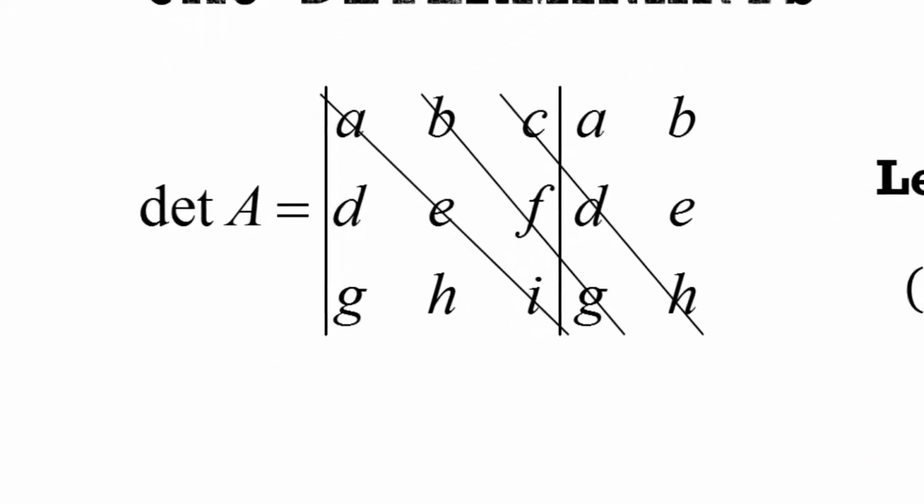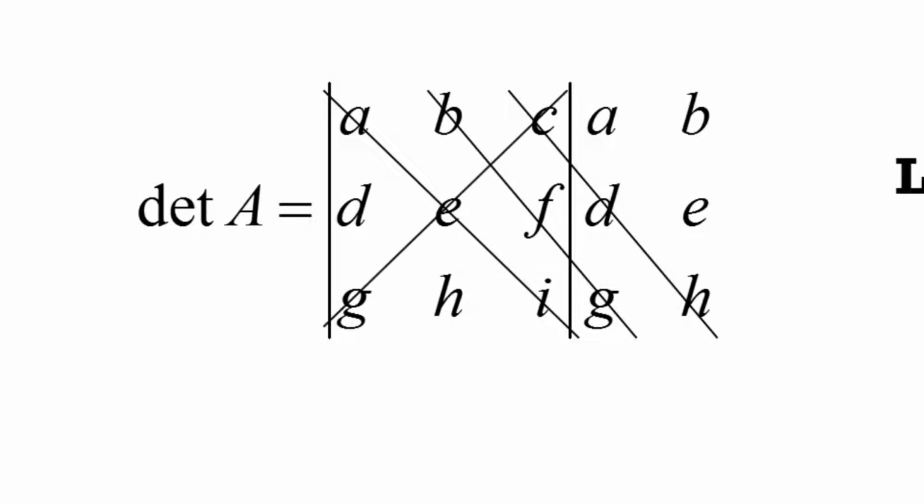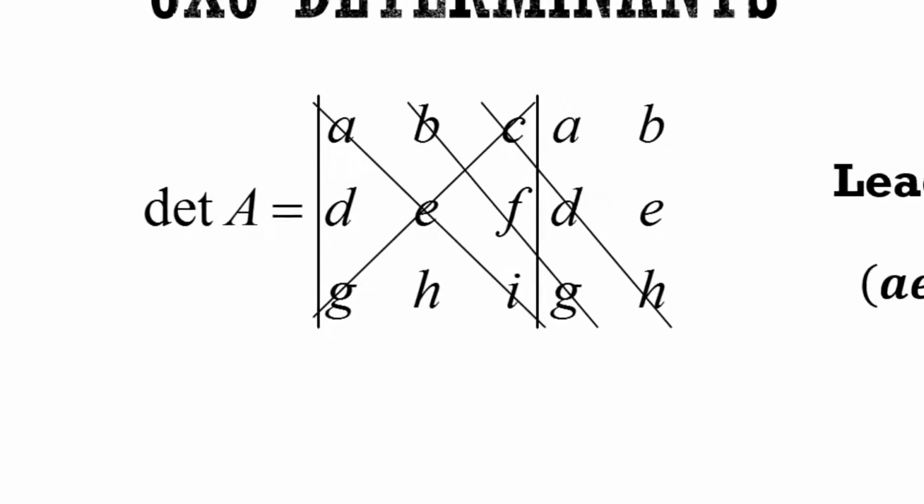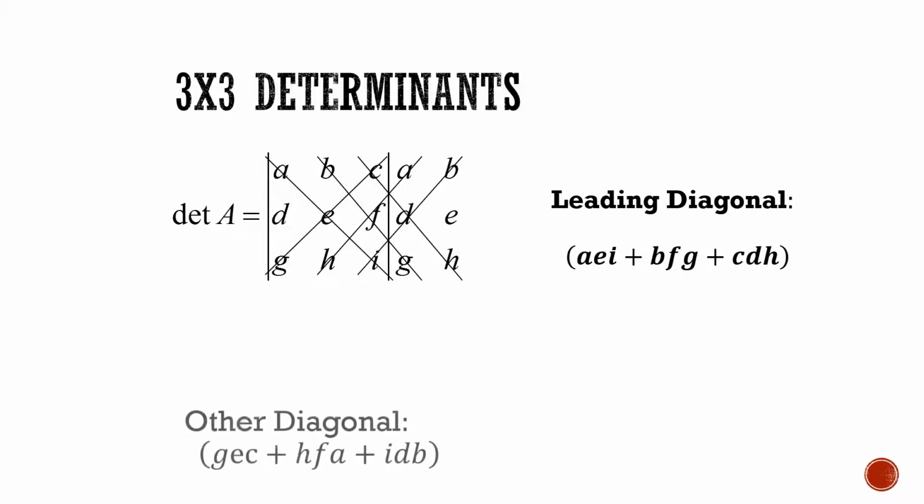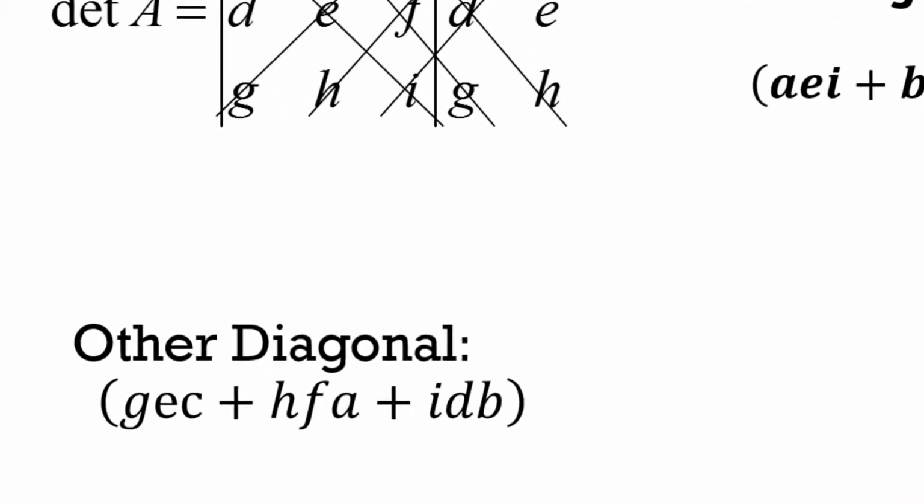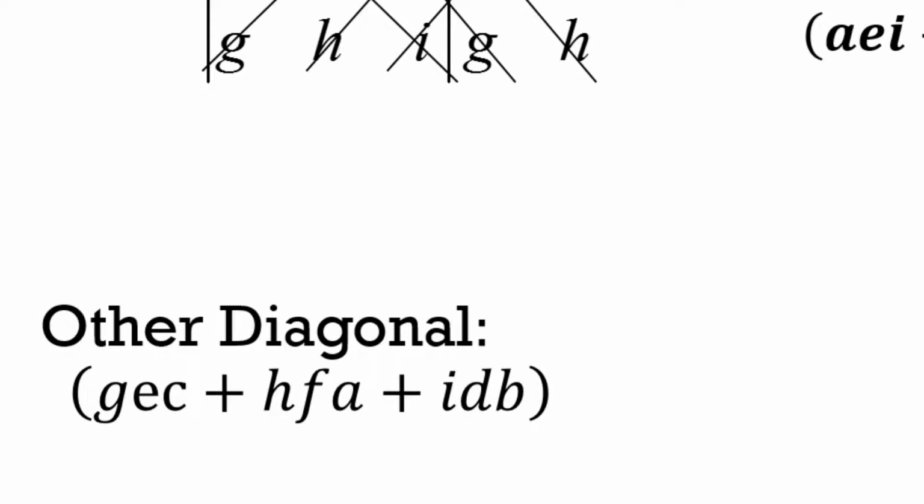So the leading diagonals, we multiply them and sum them. Now the other diagonals, G, E, C, we multiply; H, F, A, and I, D, B. Other diagonals, we multiply them and we sum them.